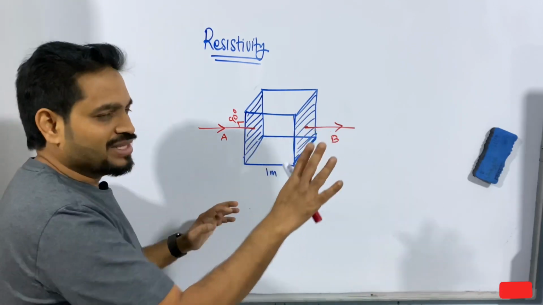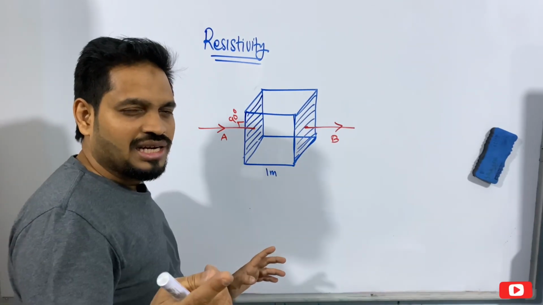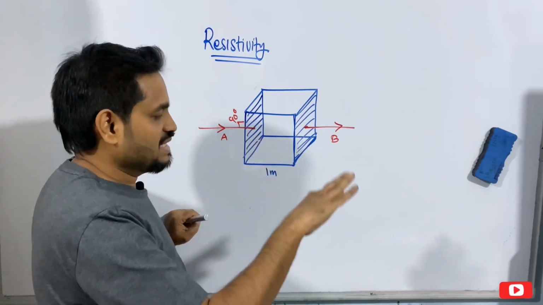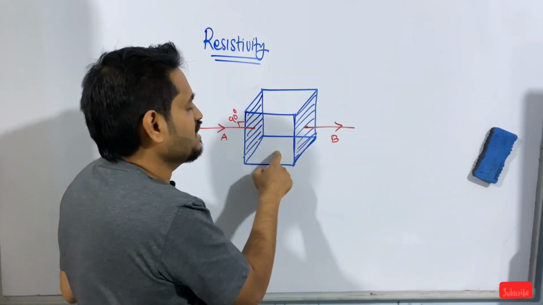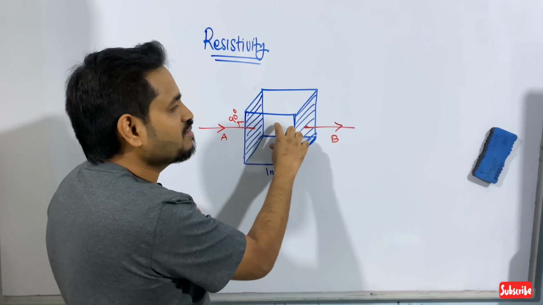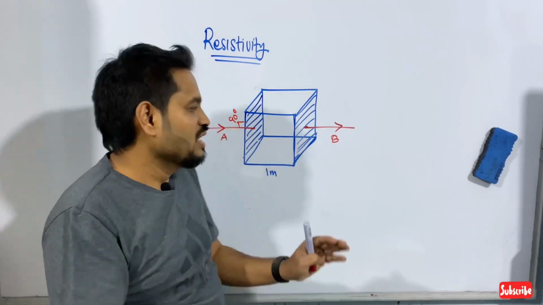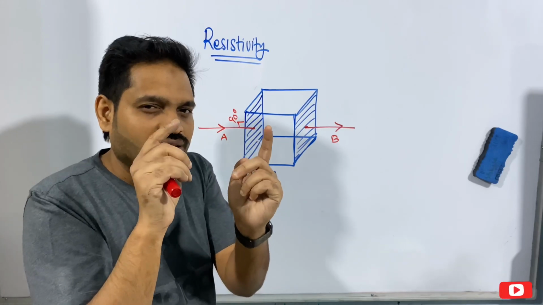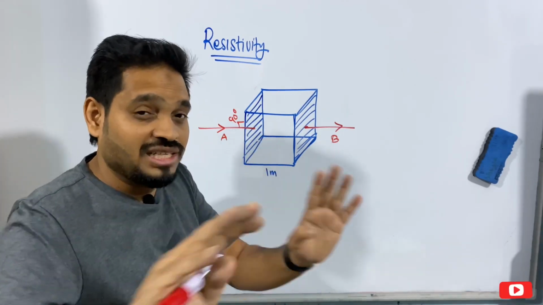Now the diagram is ready. Let us create our definition. So what is resistivity? Resistivity is the resistance offered by this metal cube. We already drew the cube. So once this diagram is drawn, it will stay in your brain, and I'm sure if you revise once or twice, it will stay there forever.